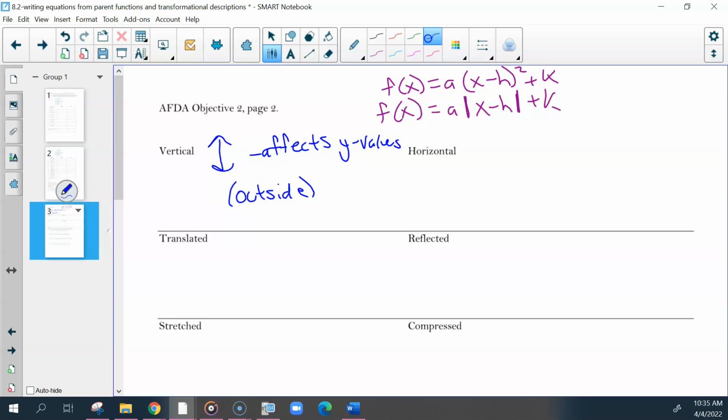And then when we talk about horizontal things, they're like the opposite of all these. So horizontal is left and right. These affect your x values. And these are usually anything on the inside. So like your h is kind of negative inside. Anything inside is horizontal.